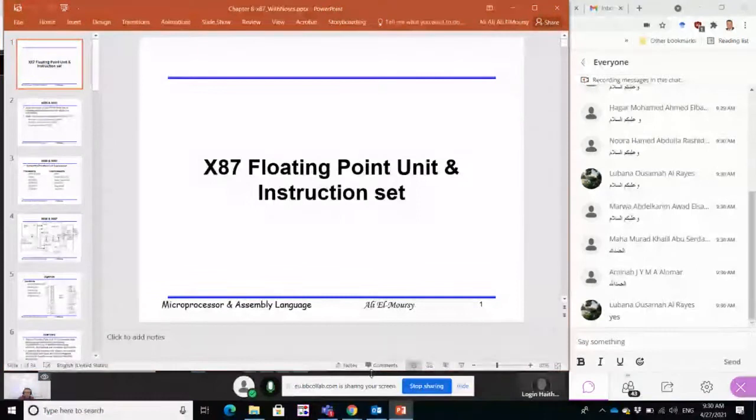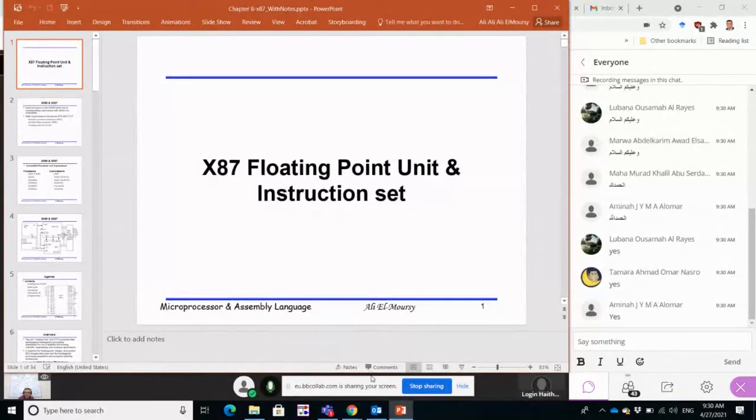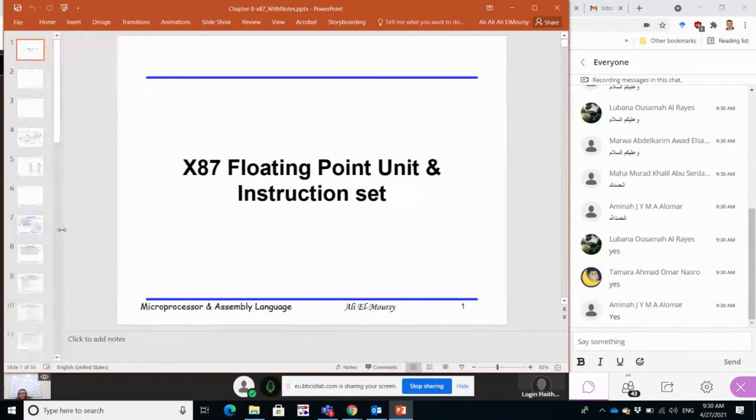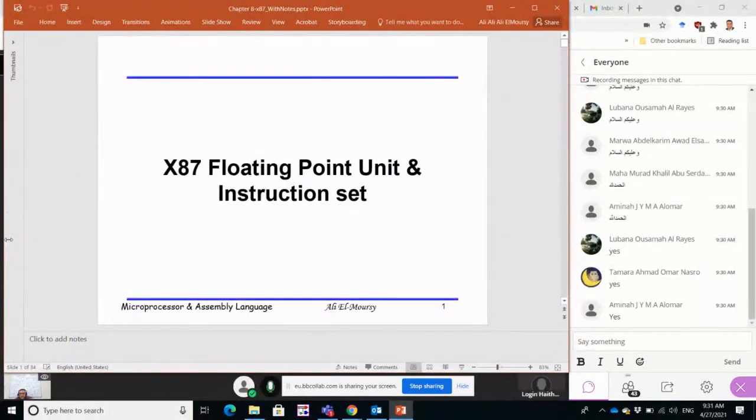So today we will go through the set of slides for the X87 floating point unit. Next lecture, inshallah, we will have two sets of slides, one for the interrupts and one for the input-output. Inshallah, we will finish this set of slides today.